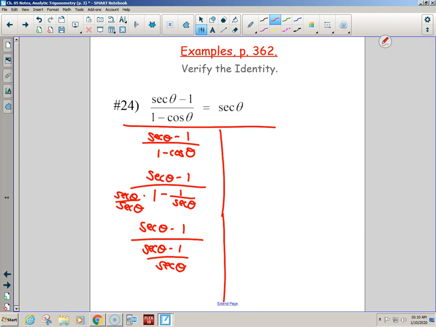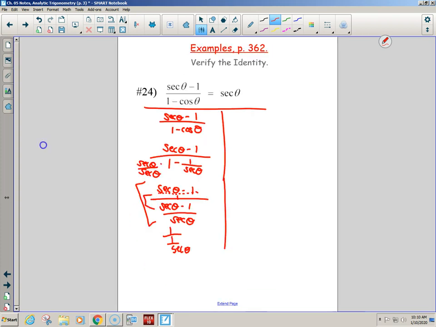If you finish with multiplying by the reciprocal and then reducing, or if you see that this guy could be over 1, can't I say these guys over those guys? Ultimately, these guys reduce. I end up with 1 over 1 over secant, which ends up just being secant alone.